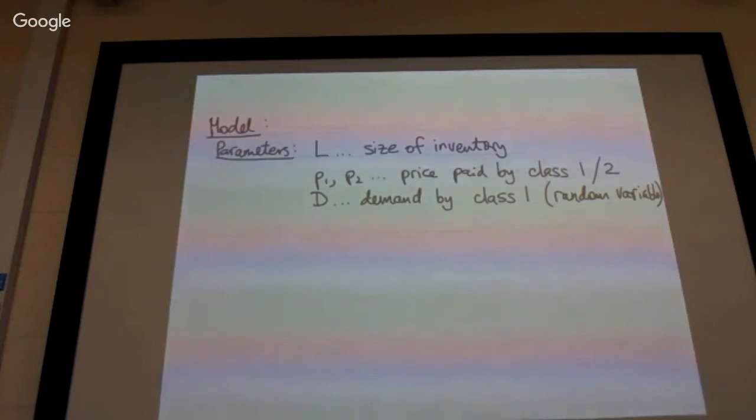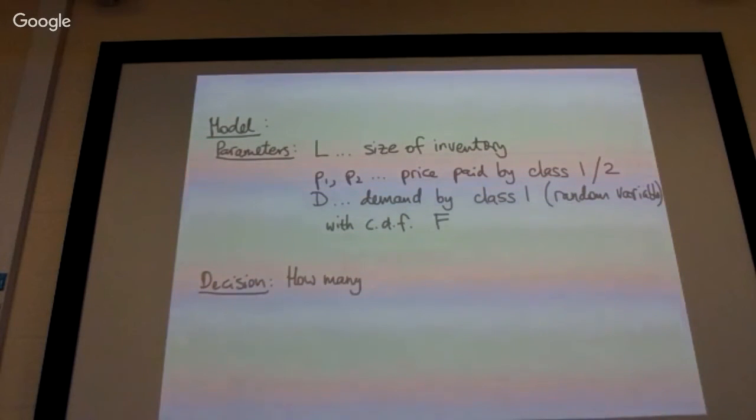And I think again we'll have a cumulative distribution function F. And now the decision is how many tickets should be reserved for class 1.